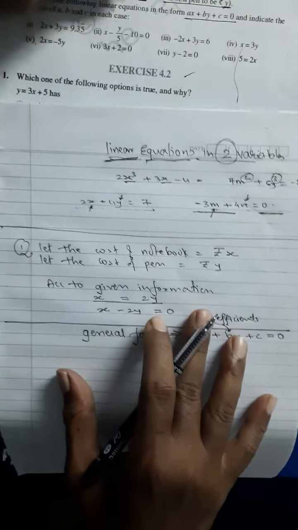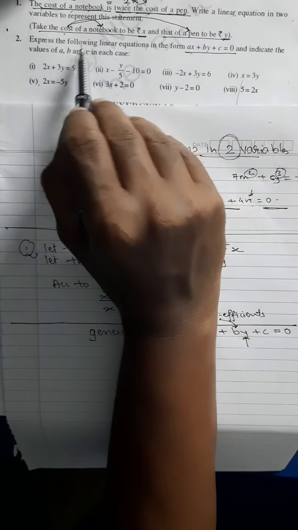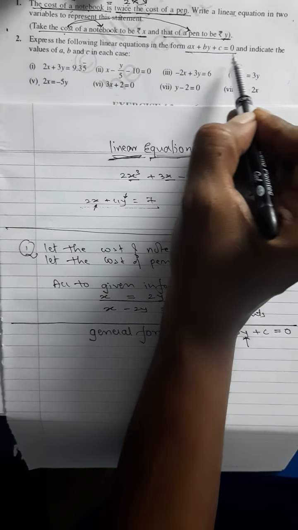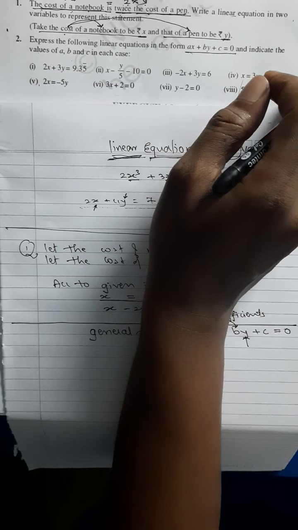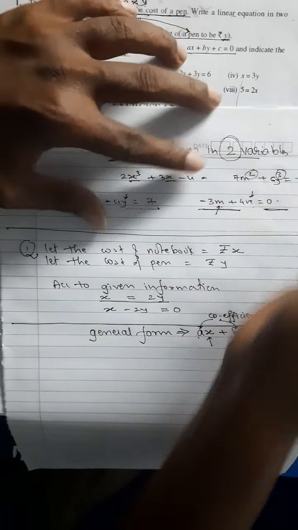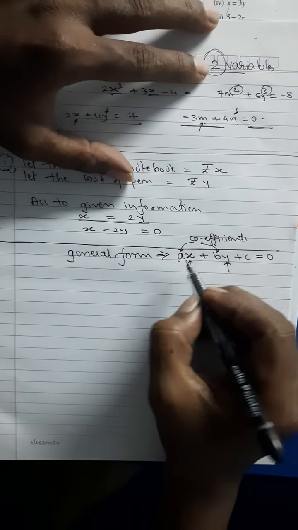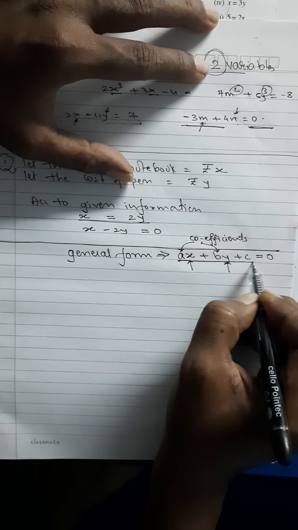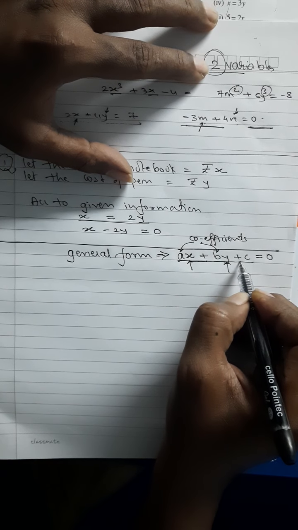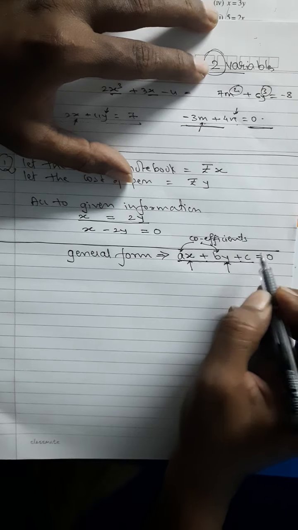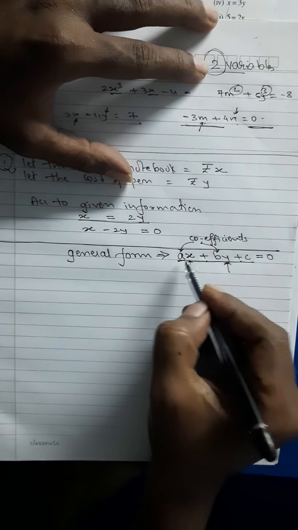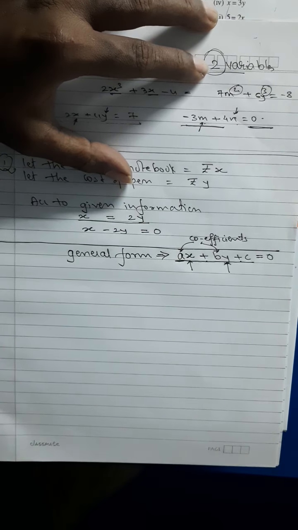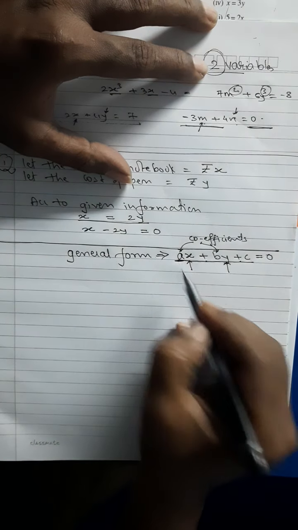So now they have given these linear equations to you all. Express the following linear equations in this form: ax plus by plus c is equal to 0, and indicate the values of a, b and c in each case. Indicate means write the values of a, b and c in each case. My dear students, you have to be very careful that the general form is always written in the form of plus plus plus. So when I compare this with the equation that I have, I should always consider the negative sign. If it is a negative in the equation that I have got, then I should write the negative sign.